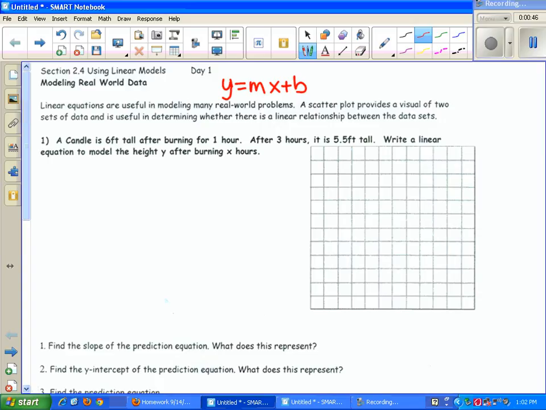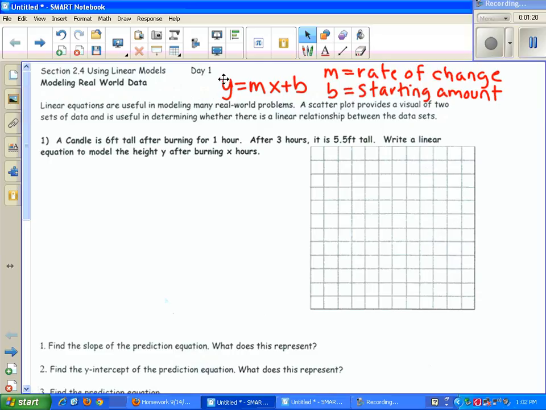So in word problems, it's a little bit different when we're talking about these equations. In word problems, m stands for the slope still, but we call it the rate of change. And then b is still where our graph crosses the y-axis, but it's also now called our starting amount or our beginning amount. So those are two helpful things to know when we are trying to solve these problems.